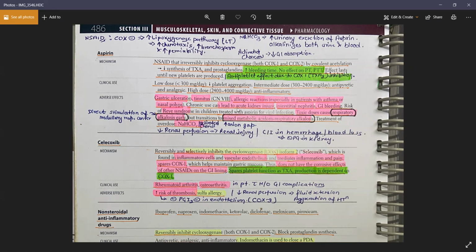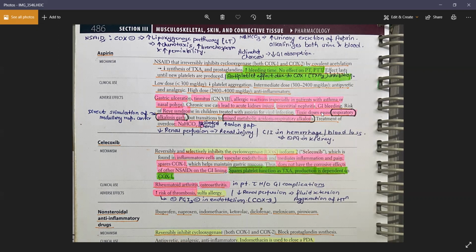They can cause acute kidney injury. They can cause interstitial nephritis. They can cause GI bleeding also, because they are antiplatelet. The risk of Reye syndrome would be there when you give these agents to a very small child for a viral infection. That's why you always use acetaminophen for that purpose.